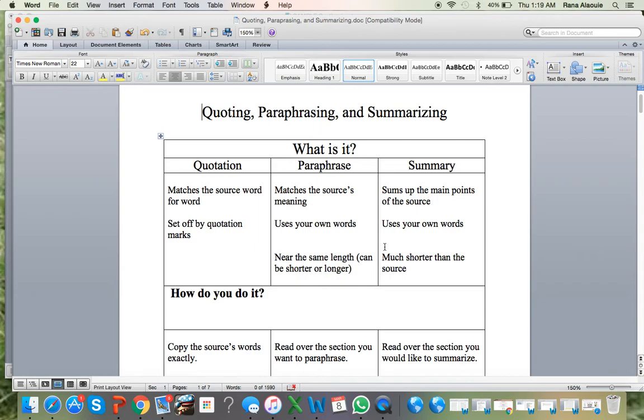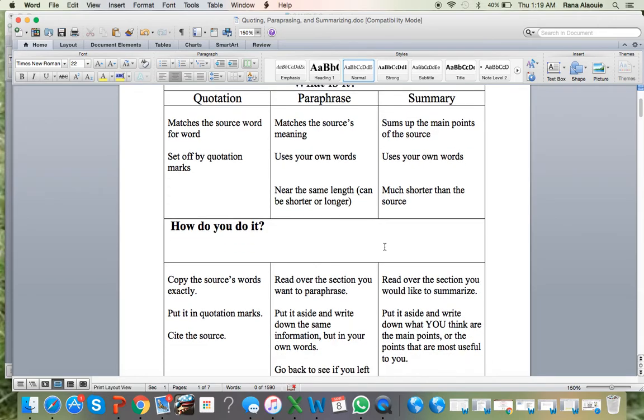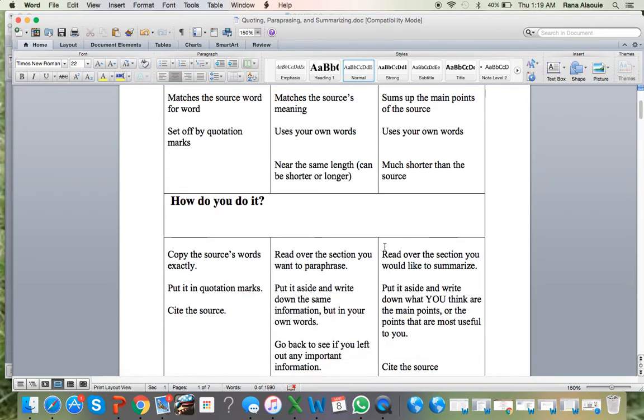Okay, so let's move on here. Let's see what the difference is. So in a quotation, I basically just said some of this. Okay, so a quotation, how do you do it? You copy the source's words exactly, put them in quotation marks, and cite the source.